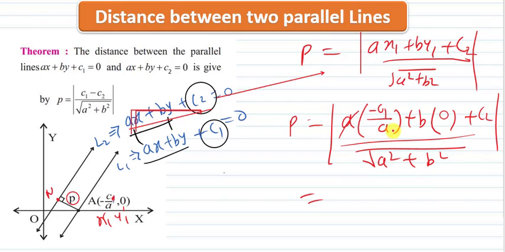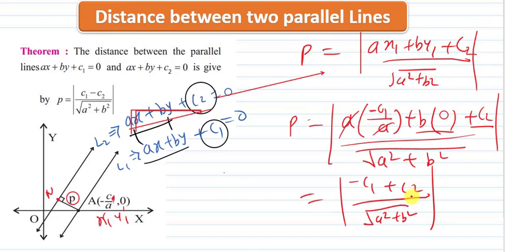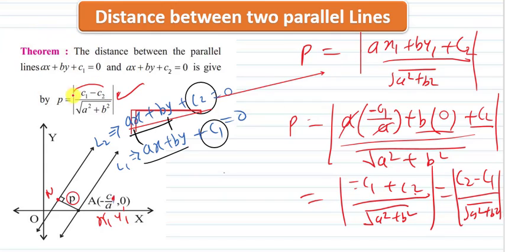So this a cancelled, minus c1 plus 0 plus c2 upon root of a square plus b square. You can write c2 minus c1, or c1 minus c2. So here in my formula I got this root of a square plus b square, which is the formula for distance between two parallel lines. As this is mod, I can take this minus common and it will be the same. So just remember, whenever you want to find the distance between the two parallel lines, take the difference of your constants divided by the square root of the sum of squares of x coefficient and y coefficient.